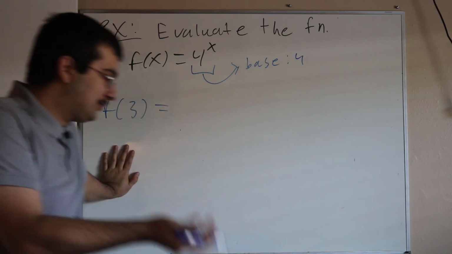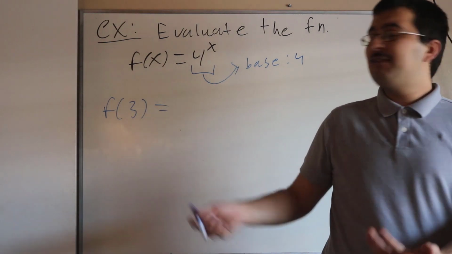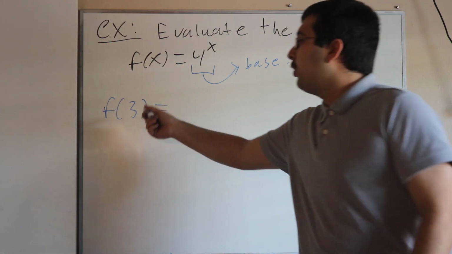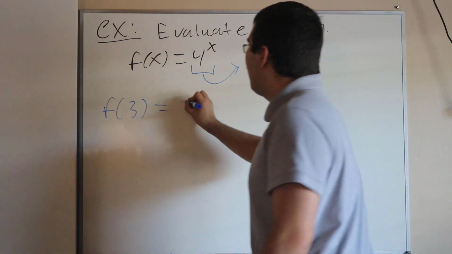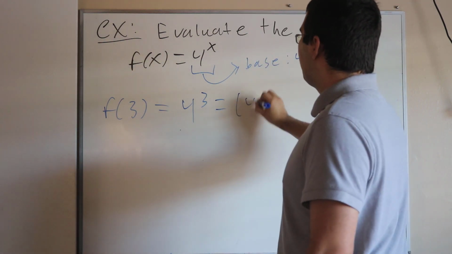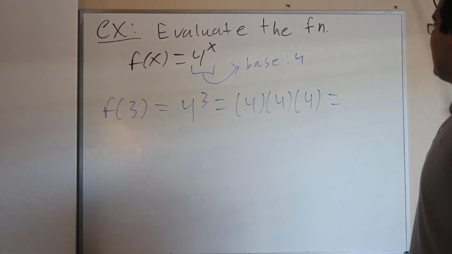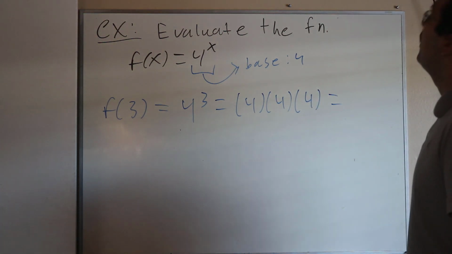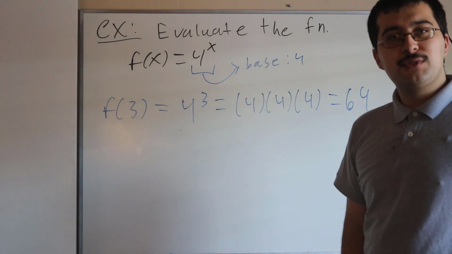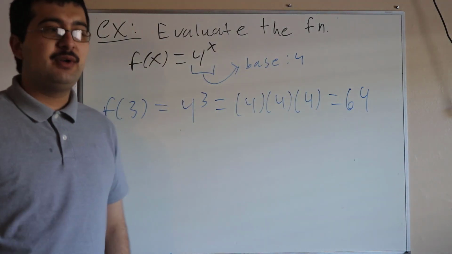Let's try doing f of 3. Again, we want to evaluate the function. What does that mean? It means take the value we want to substitute in for x and simply do that. Wherever we see an x, write this number 3 instead. So we're going to have 4 to the power of 3. Just as review, that means 4 times 4 times 4. So that's 16 times 4, that's 64. So we get 4 cubed, or f of 3 equals 64. That's not too hard, right? We've dealt with exponents like this before.